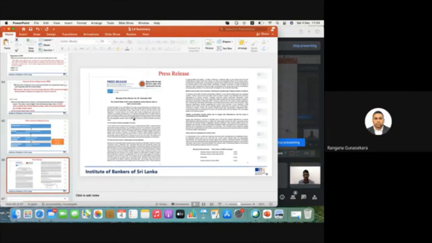The impact of the changes made on this deposit, standard deposit facility rate and standard lending facility rate.